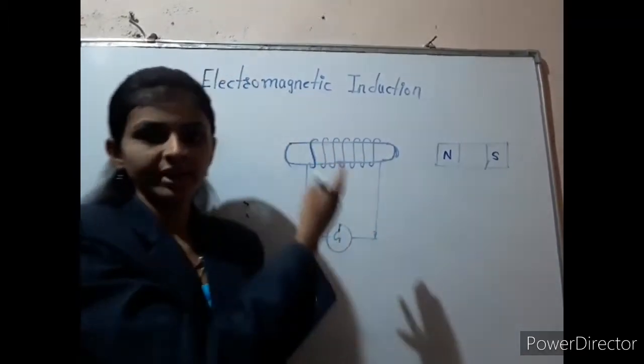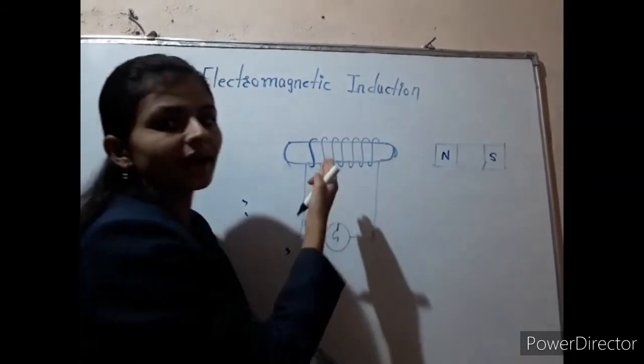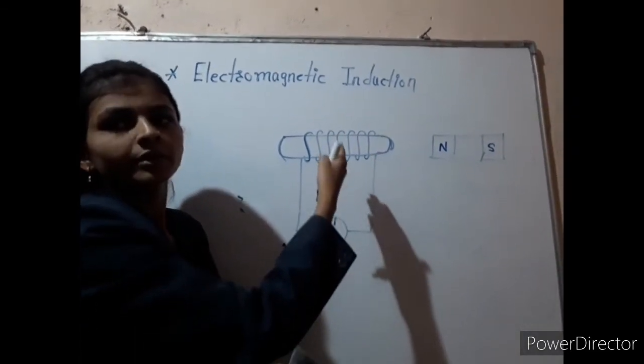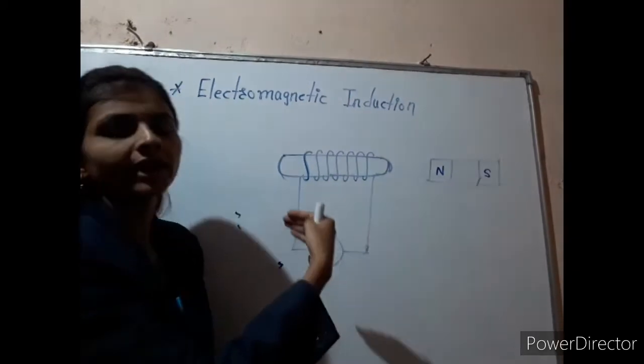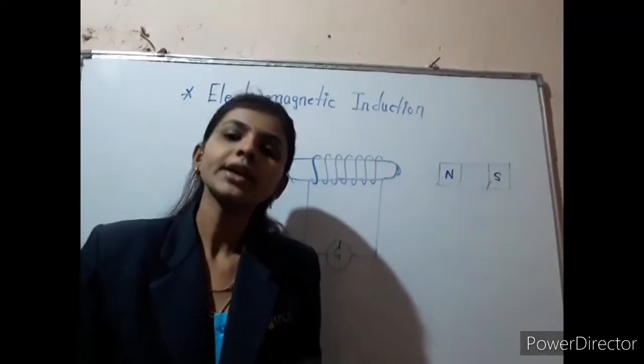This same phenomenon we are applying here. Whenever this magnetic field is inserted into this coil, it gets conducted by the copper coil, and due to that an electric field is produced in this coil, and that is known as electromagnetic induction.